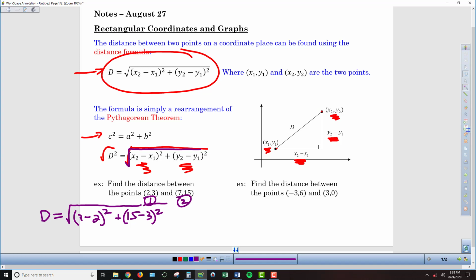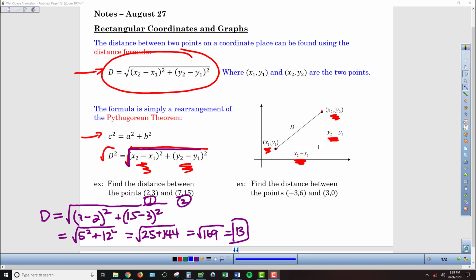Extend that square root symbol a little bit. So if we keep on going, we're looking at 7 minus 2 is 5, so we've got 5 squared plus 15 minus 3 is 12, so that's 12 squared. So we've got square root of 5 squared, don't say 10, is 25, plus 12 squared is 144. Add those together, we get the square root of 169, which hopefully we know is 13. So that distance between these 2 points is 13 units.